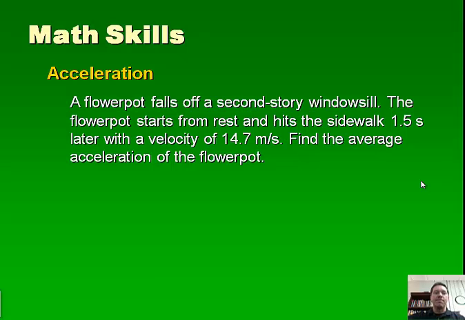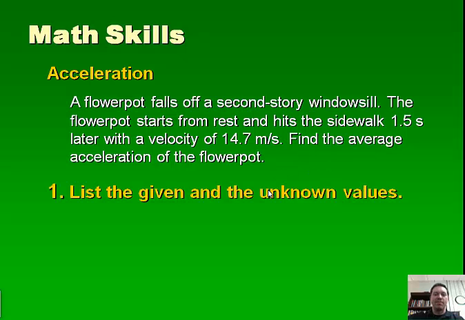Alright, so looking at a math skill here, we've got a flower pot that falls off a second story windowsill. The flower pot starts from rest and hits the sidewalk 1.5 seconds later with a velocity of 14.7 meters per second. So we want to find the average acceleration of the flower pot.